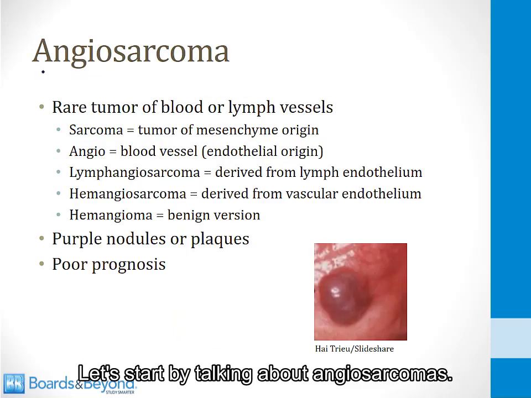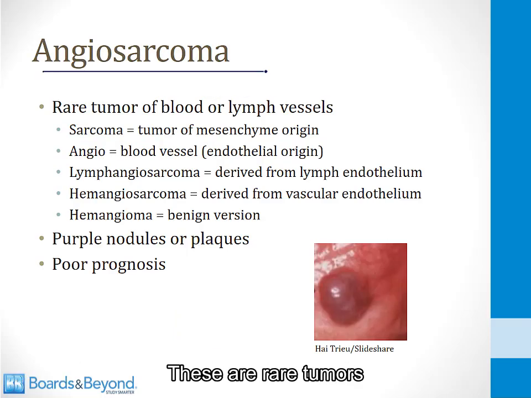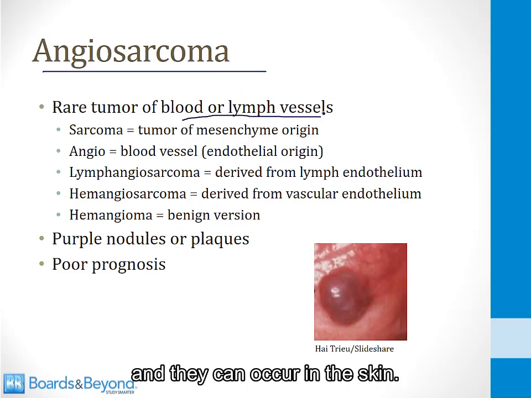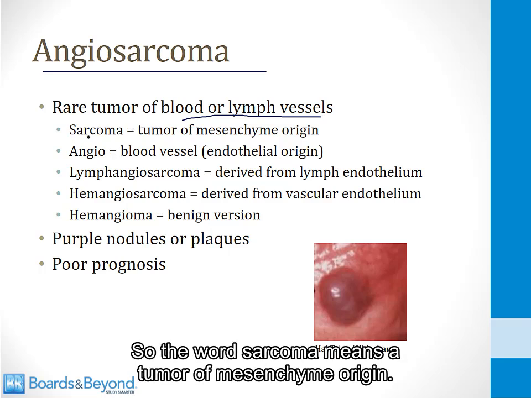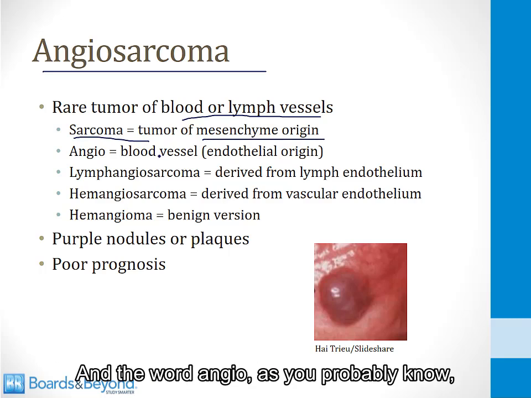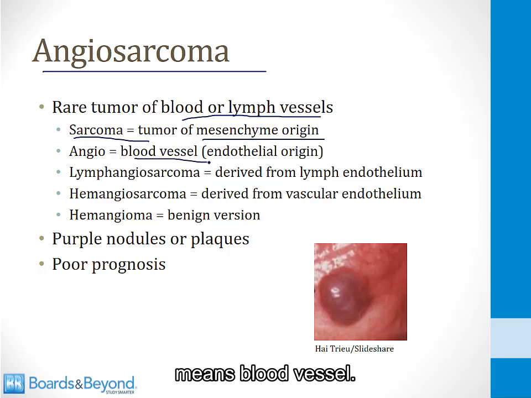Let's start by talking about angiosarcomas. These are rare tumors that derive from blood or lymph vessels, and they can occur in the skin. So the word sarcoma means a tumor of mesenchyme origin. The mesenchyme is embryonic connective tissue. And the word angio, as you probably know, means blood vessel. So all these tumors derive from endothelial cells of vessels.